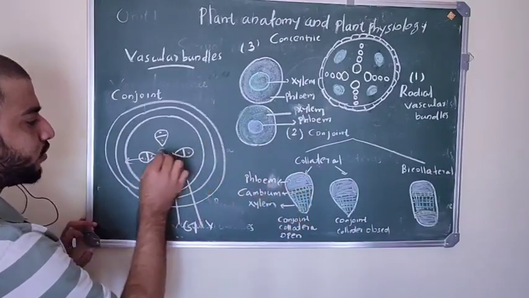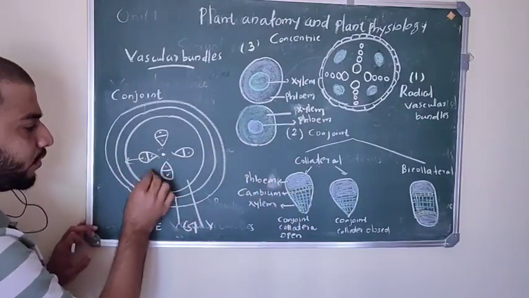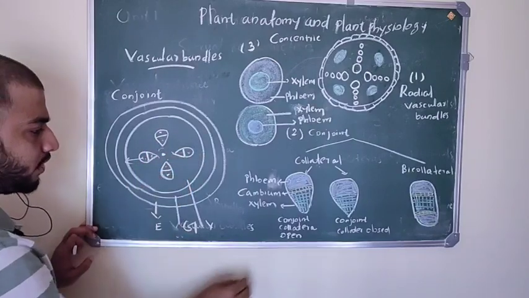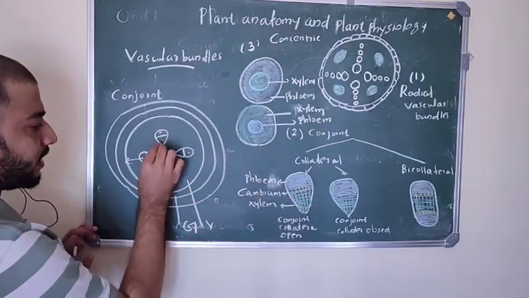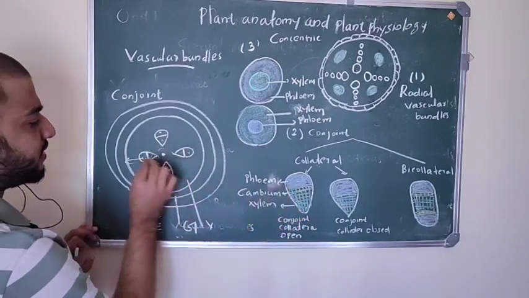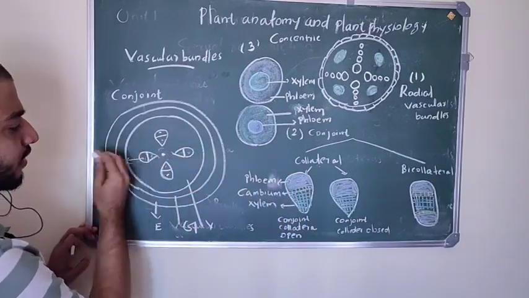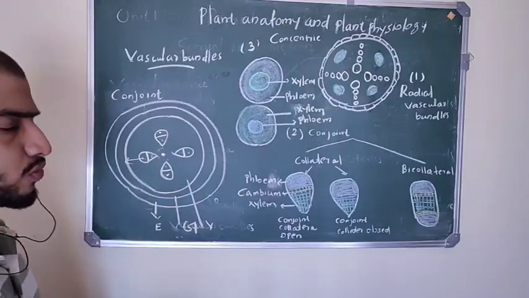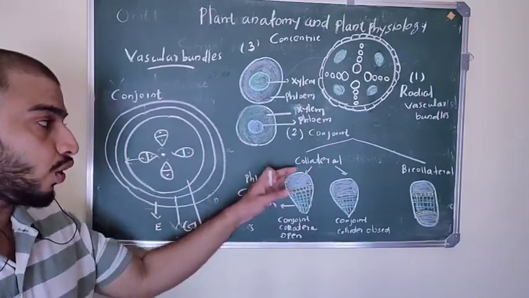If you observe root anatomy, you can see conjoined collateral vascular bundles. These are xylem tissues, directed to the center, and these are phloem tissues, directed to the periphery. That type of vascular bundle is called conjoined collateral.